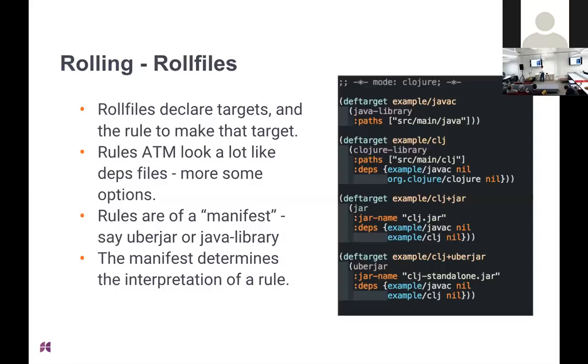In this case, I have a role file that says def target. Def target example Java-C is a Java library. This is called a manifest. More on that in a second. And it has parameters. So in this case, it's the paths source main Java.